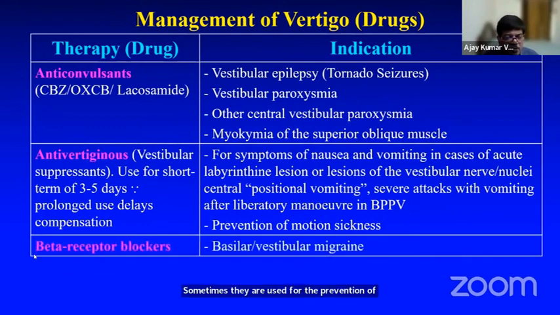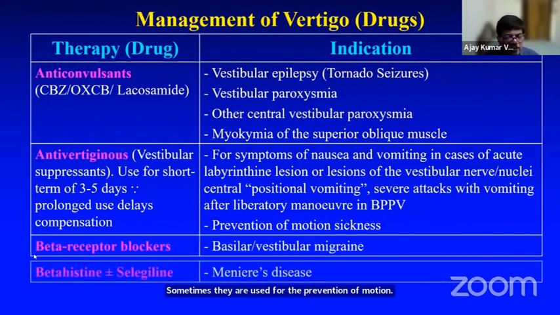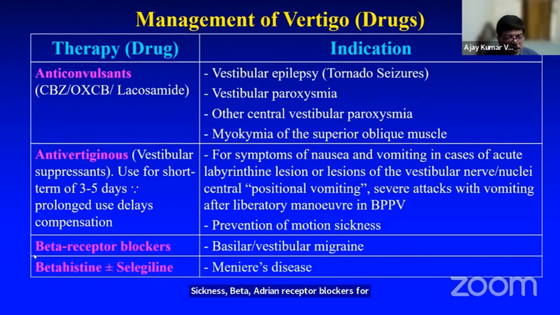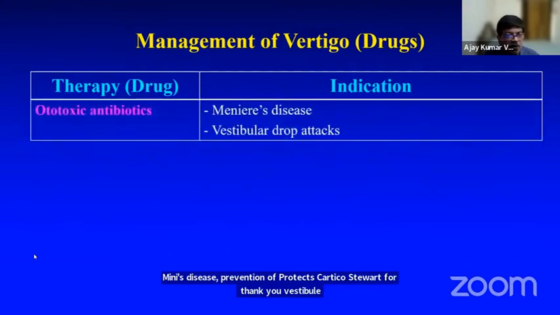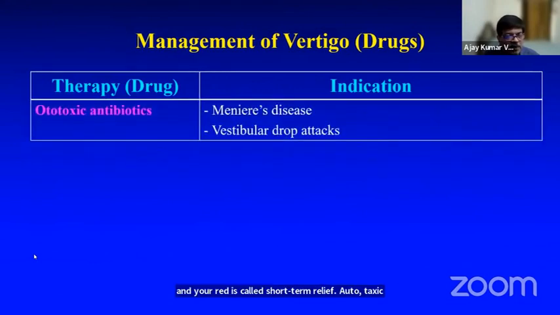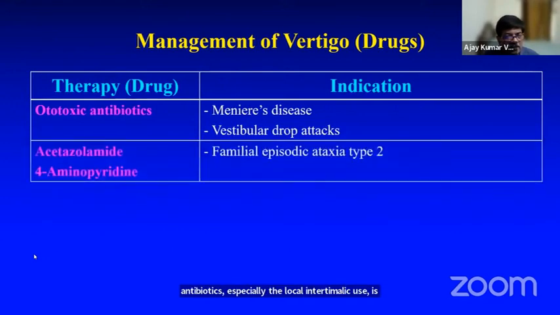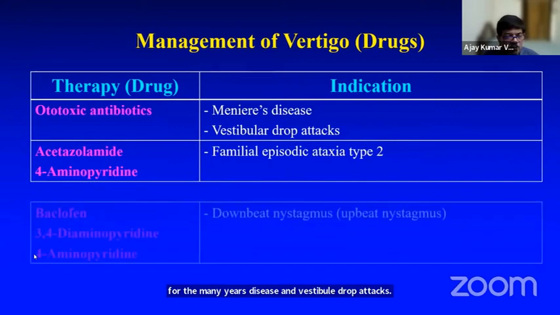Beta adrenoreceptor blockers for basilar and vestibular migraine. Betahistine with or without selegiline for Meniere's disease, prevention of attacks. Corticosteroids for acute vestibular neuritis for short-term relief. Ototoxic antibiotics, especially the local intratympanic use, is for Meniere's disease and vestibular drop attacks. Acetazolamide and 4-aminopyridine are used in familial episodic ataxia type 2.